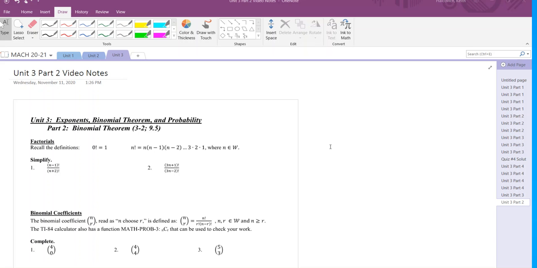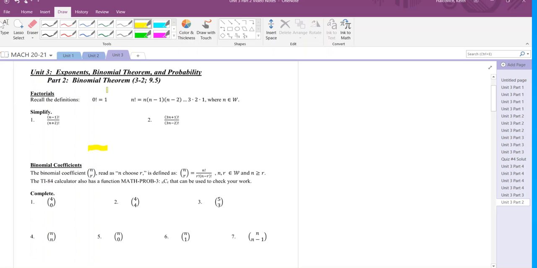So recall some definitions. Recall that 0 factorial is equal to 1. And recall that any factorial just means you multiply all the numbers up to that number, where n is in the whole numbers, right?